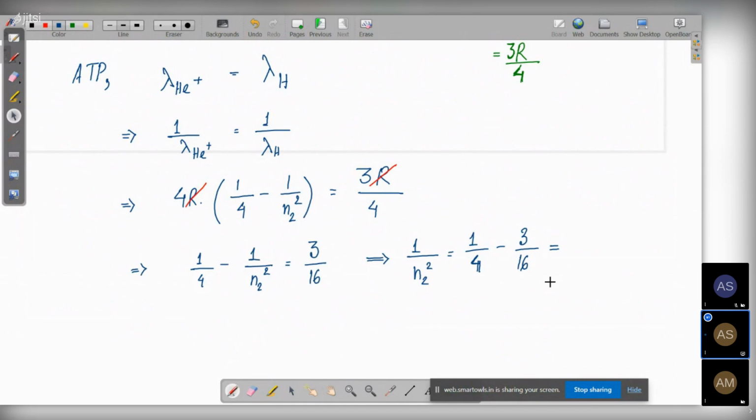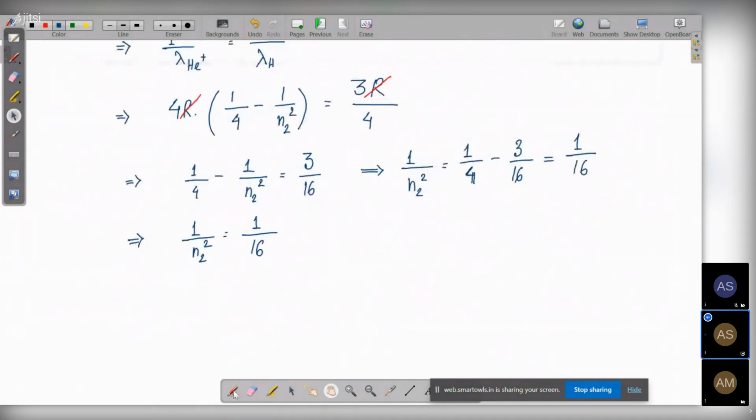If we take the LCM 16, we will get it as 1 by 16. So 1 by 16 will be the answer. So do the calculation, you will get it as 1 by 16. So that means 1 by N2 square is equal to 1 by 16. Therefore, N2 is equal to 4.